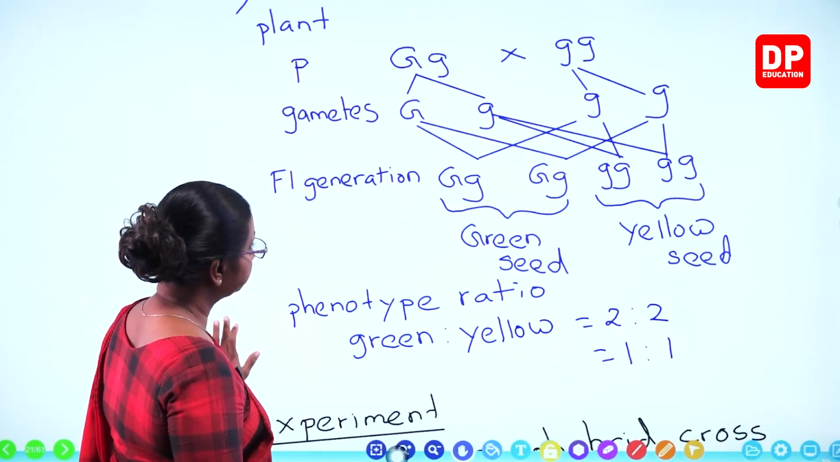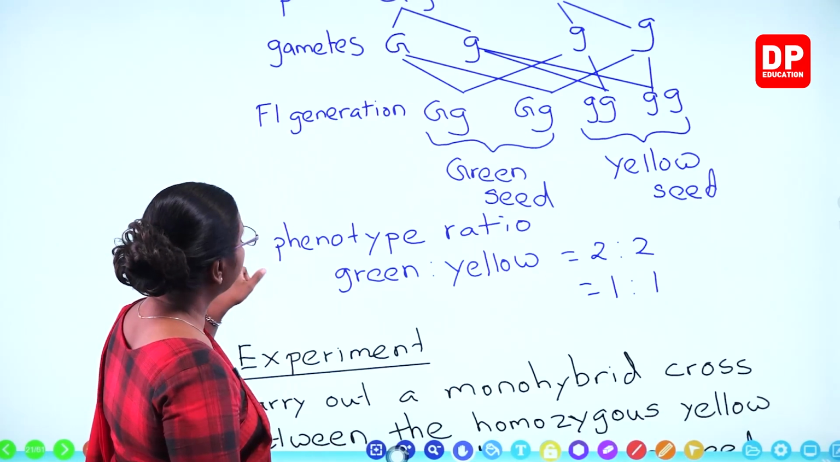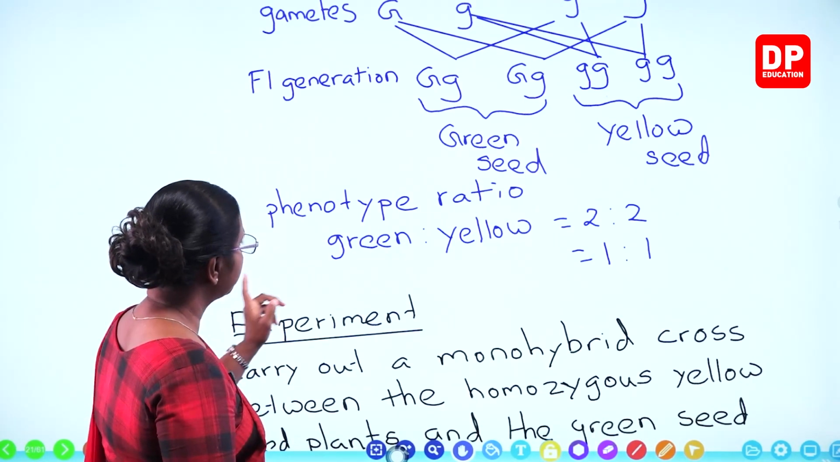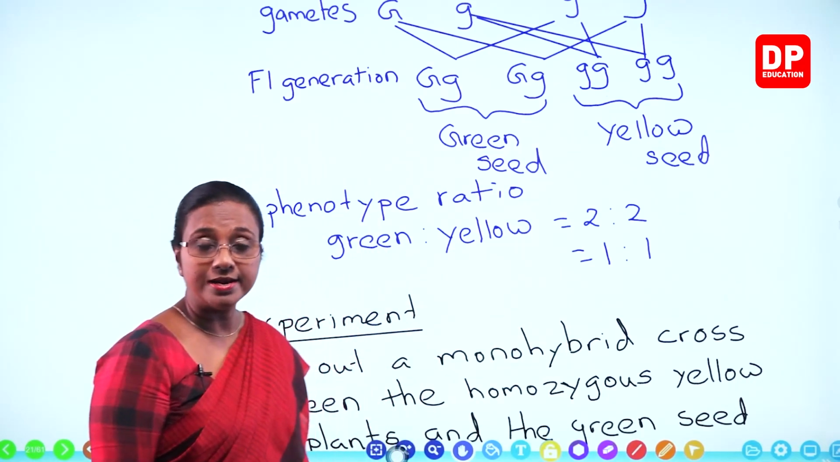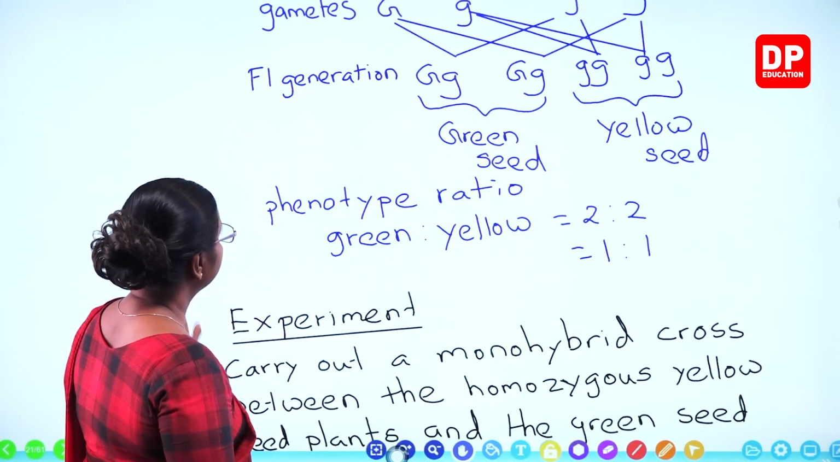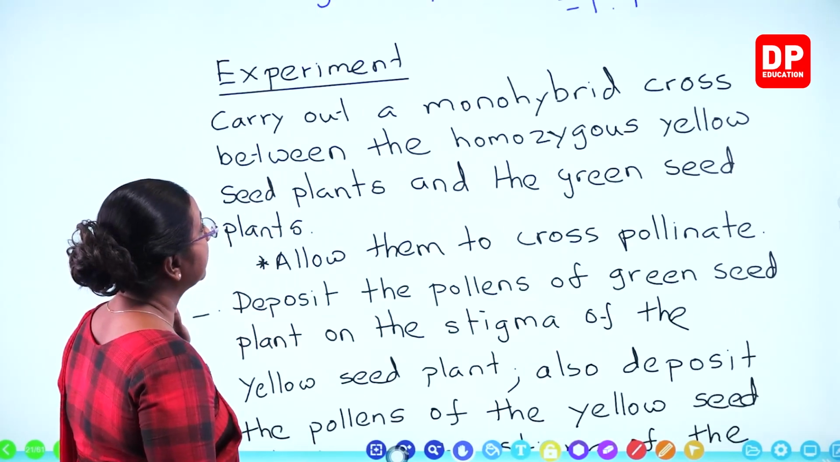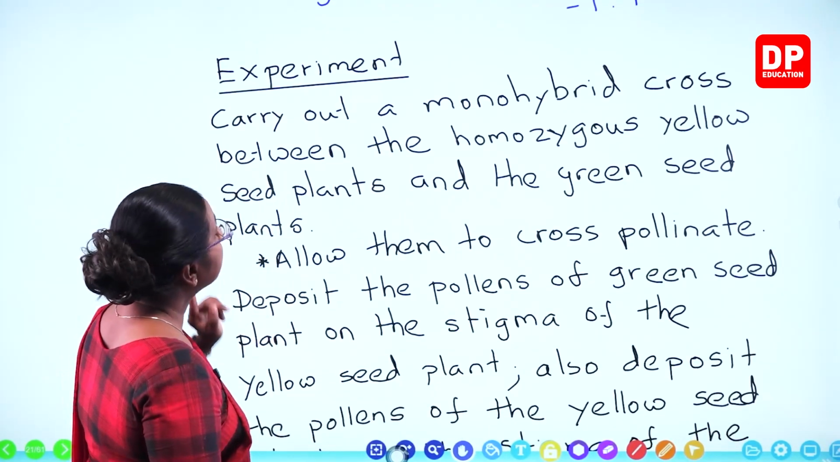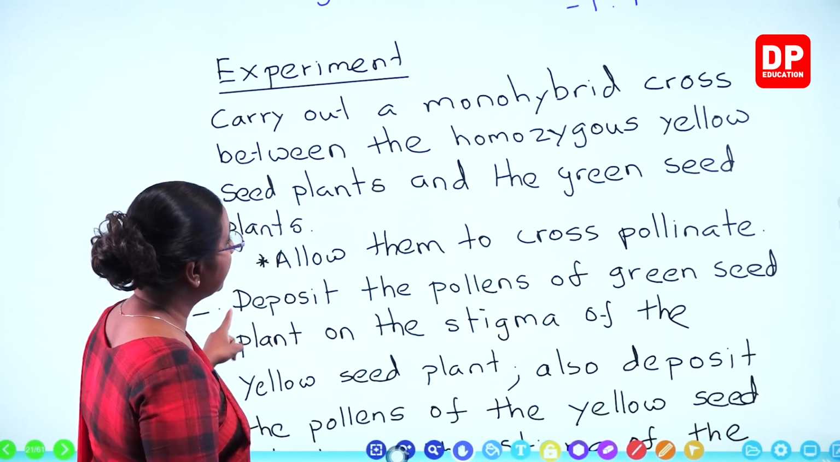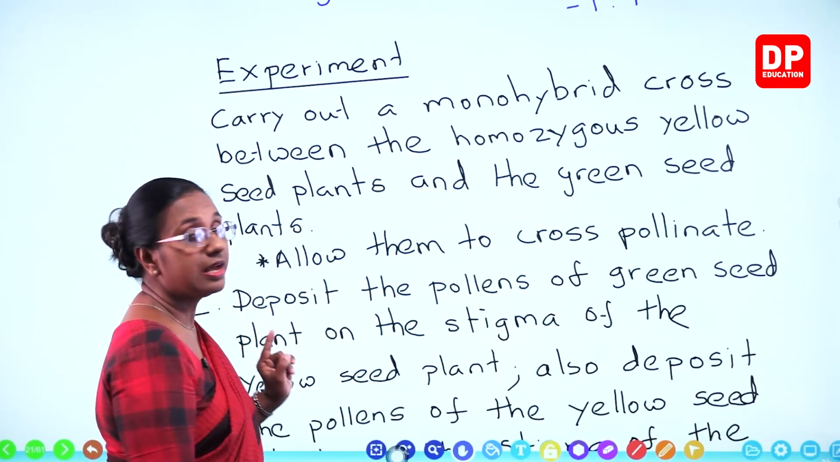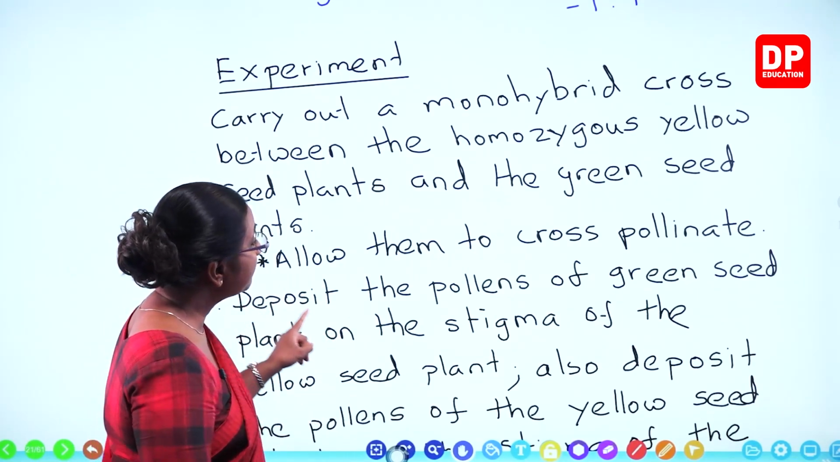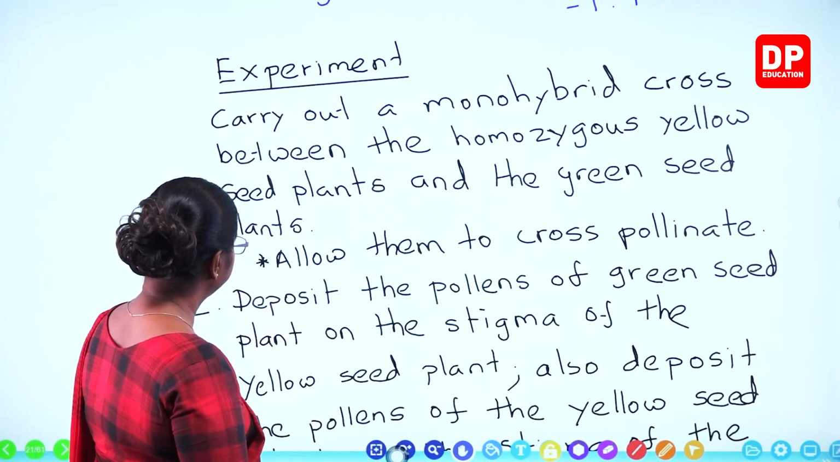Then here we have the phenotype ratio, green is to yellow, 2:2, that is a 1:1 ratio. Then what we do is, we have to carry out the experiment. Carry out a monohybrid cross between the homozygous yellow seed plants and the green seed plants. So allow them to cross-pollinate.